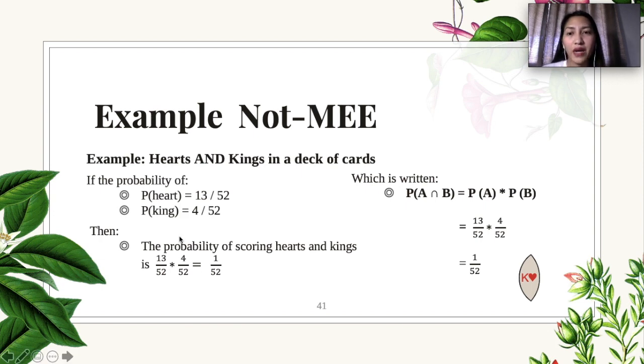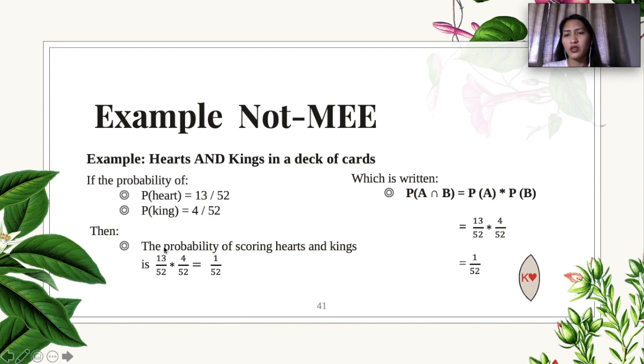Pero, tingnan natin, kapag ang susundin natin ay yung ating example for not mutually exclusive. So, the probability of getting a heart is 13 over 52 kasi merong 13 na hearts. Yung ace of hearts, 2 of hearts, hanggang 10 of hearts, tapos jack of hearts, queen of hearts, and then king of hearts. That's 13 over 52. While the probability of getting a king is 4 over 52 kasi meron tayong 4 na king: king of hearts, king of diamonds, king of clubs, and king of spades. So we have here 4 over 52. That's the probability of getting a king in a deck of cards.